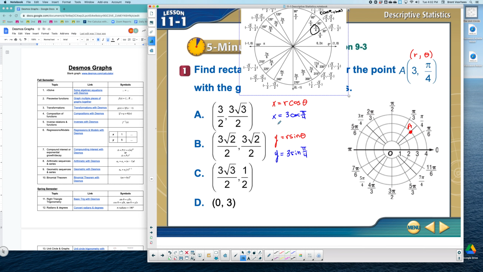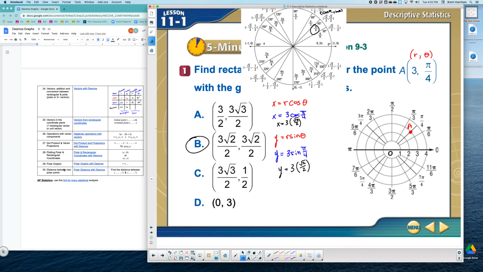So what I would have here is x would equal 3 times, and I would substitute in here square root of 2 over 2, and y would equal 3 times square root of 2 over 2. Thus, when I simplify, nothing cancels out with one another. B would be my answer choice here.